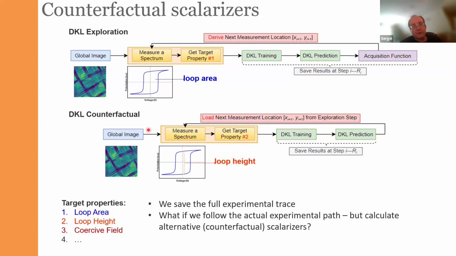So for example, if I make the exploration based on the loop area and it tells me to go to this location, I can also say that if I were looking at the loop height, then the location would be here. That gives me the idea of where I want to guide my experiment.